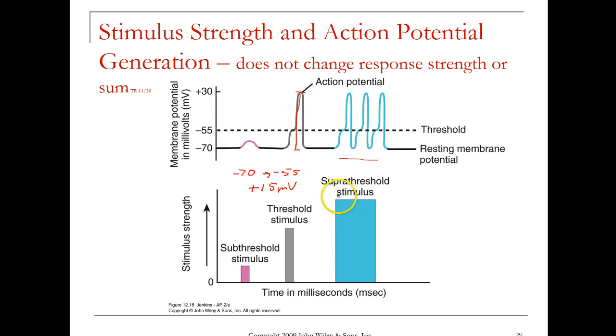Over here in our suprathreshold stimulus, you can see that we don't have any change in the amplitude. Remember, in the graded potentials, we saw that a greater stimulus caused a greater amplitude, but that was just in graded potentials. Here in our action potential, that correlation doesn't exist, but what we do see is more frequent action potentials.